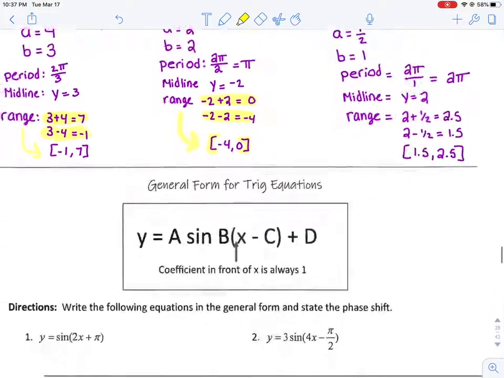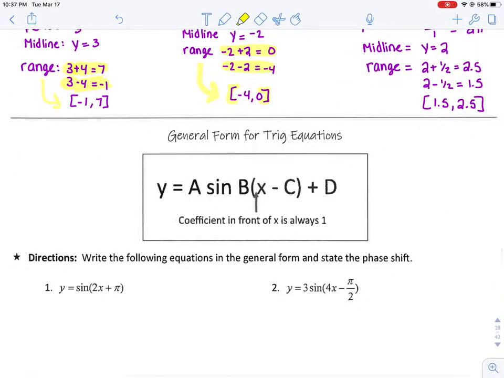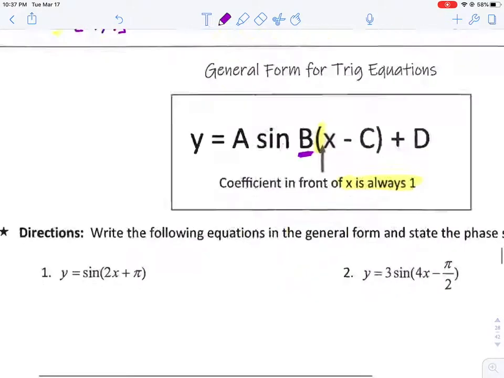Okay, so before we jump into the applications, I just want to review the general form for trig equations. Just to remind you that the coefficient in front of the x always needs to be 1. So that number inside of that parentheses with the x needs to be 1. So our b value should always be factored out in front of the parentheses so we can correctly see the shift left or right. So let's take a look at and identify the phase shift in these 2 questions.